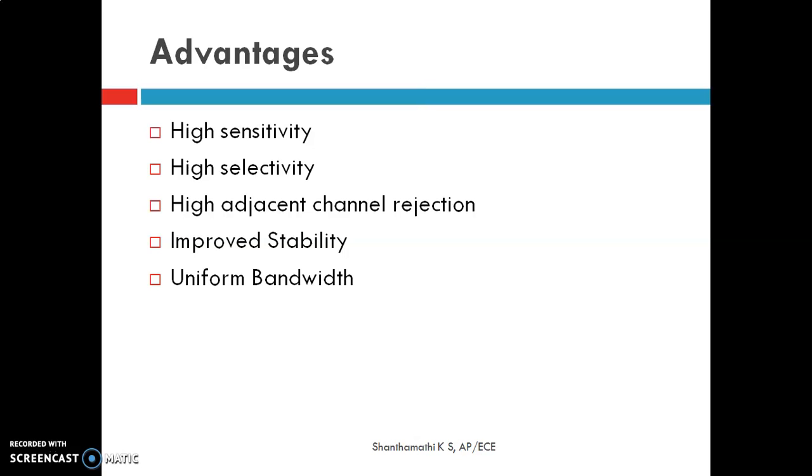And the third one is high adjacent channel rejection, and the stability will be improved a lot, and we will have uniform bandwidth because we use a fixed intermediate frequency, right? So here we are using 455 kilohertz. Since we are using the fixed intermediate frequency, the bandwidth we maintain will be uniform.